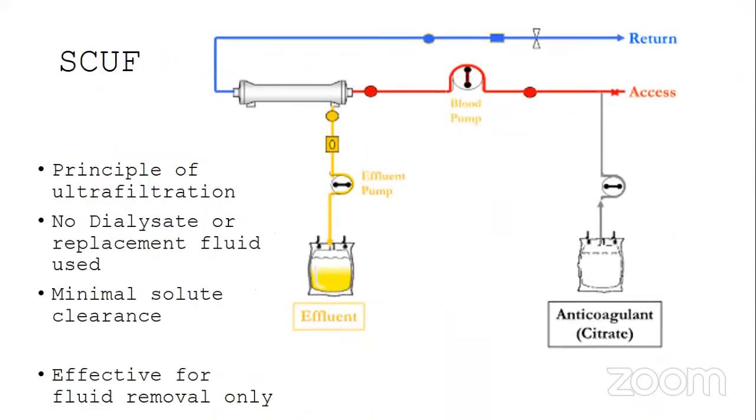So what happens in SCUF? In SCUF, the basic principle is ultrafiltration. Whenever the blood passes through the filter, only the fluid will be filtered from high pressure to low pressure along the semi-permeable membrane. After this, the blood will be returned back into the patient. There won't be any dialysate or replacement fluid. So this mode of CRRT will be helpful to remove the excess fluid from the body.